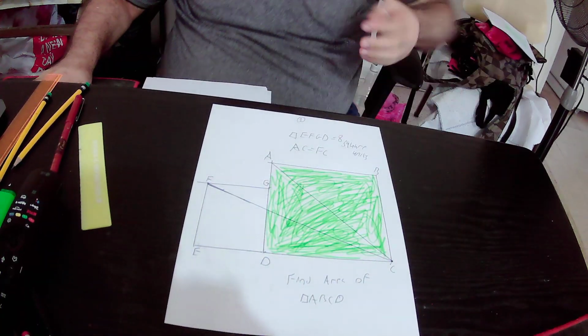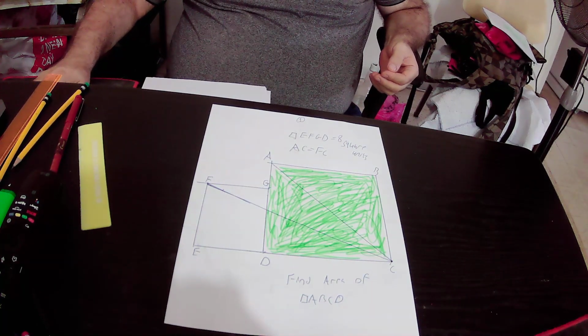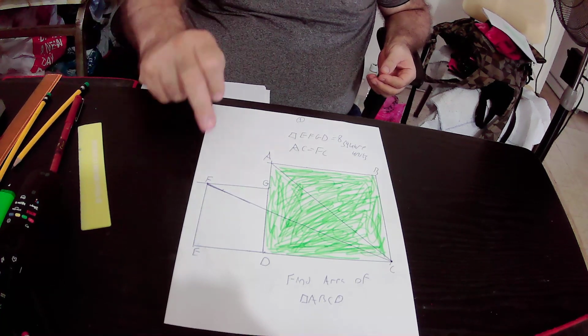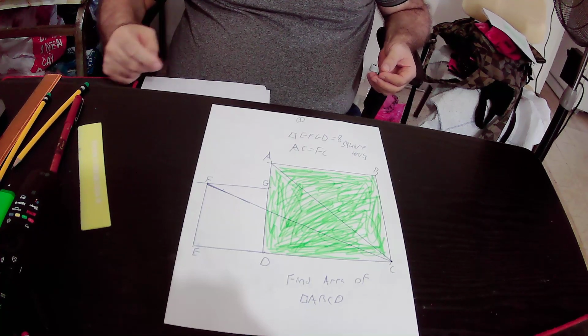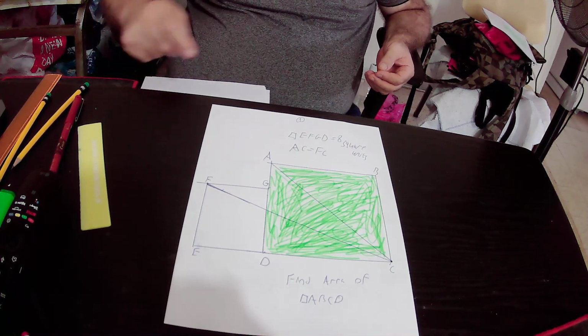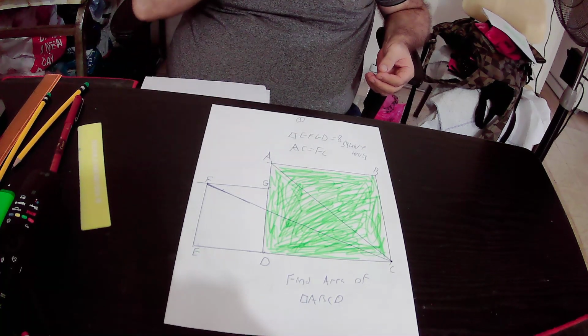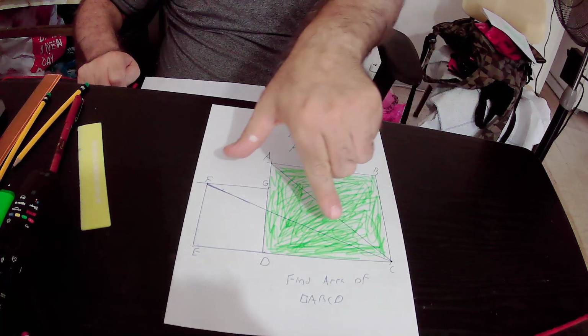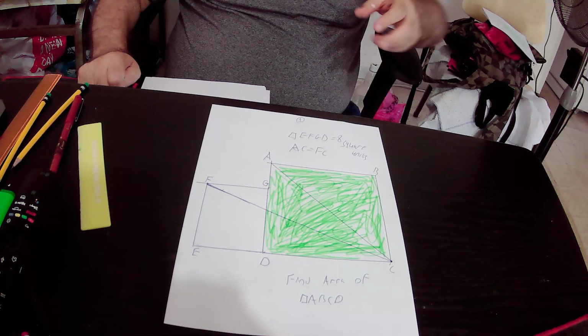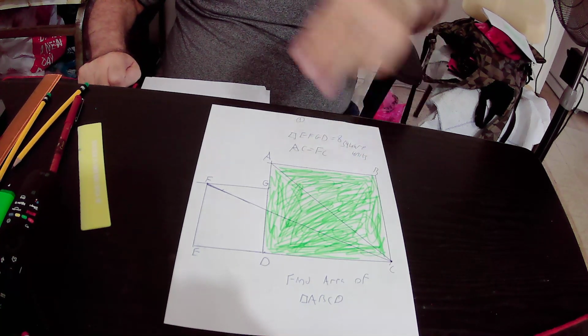Hello, in this lecture we will find the area of the green square. In the drawing we have two squares. The small square FGED, we know that its area equals 8 square units. And we also know that AC equals CF, and we want to find out the area of the green square.